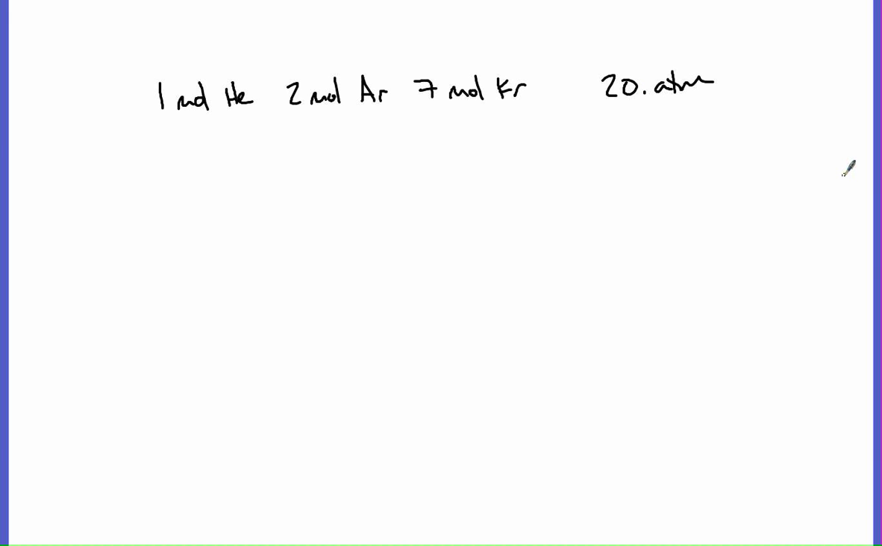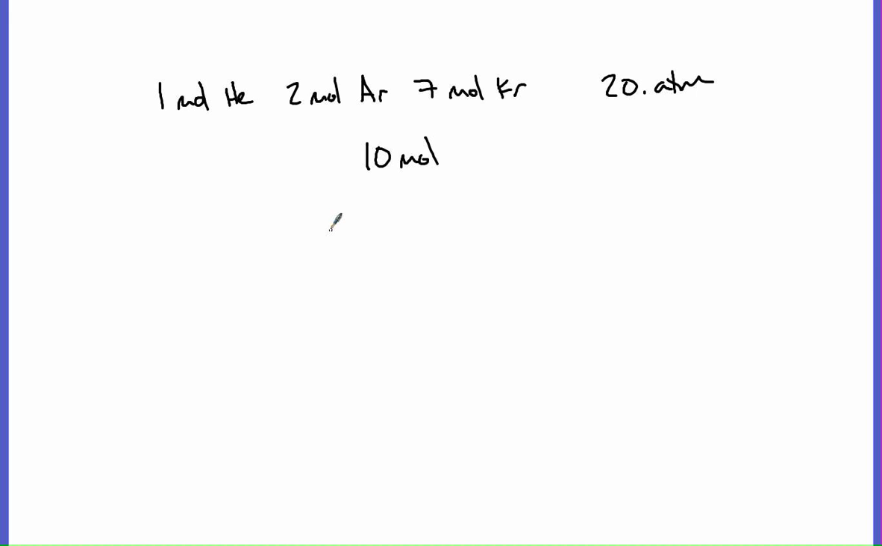I can still figure out what part of that 20 atmospheres is attributed to each gas, because as long as I know mole amounts, I can always set up ratios. I can do the same thing I just did. It's just not a percent, right? I have 1, 2, and 7. I have a total of 10 moles in this container. So again, part over total equals another part over total.